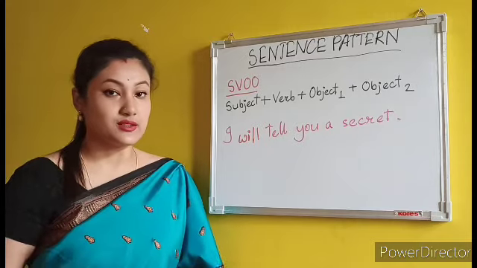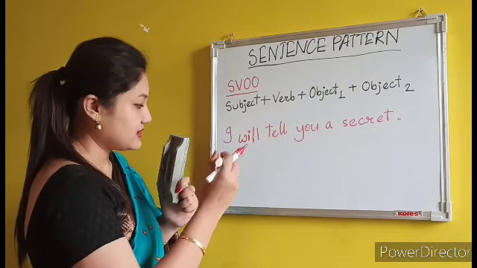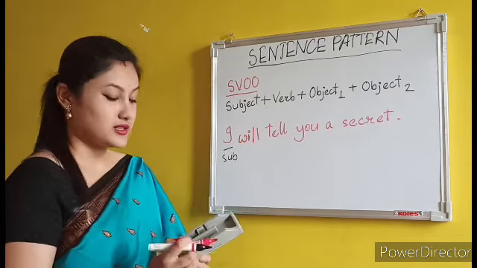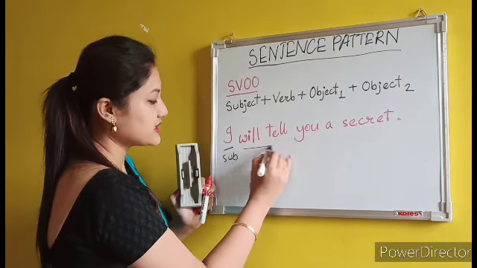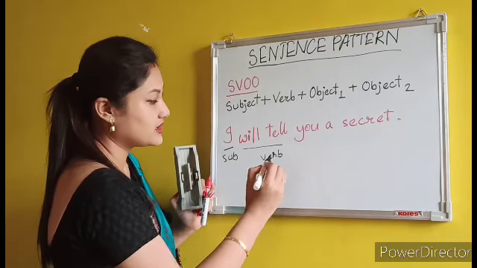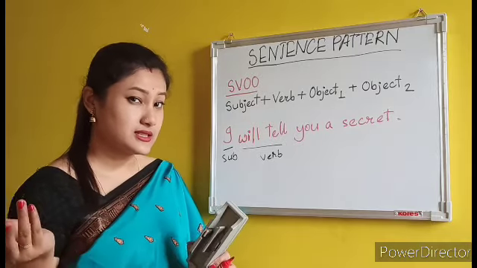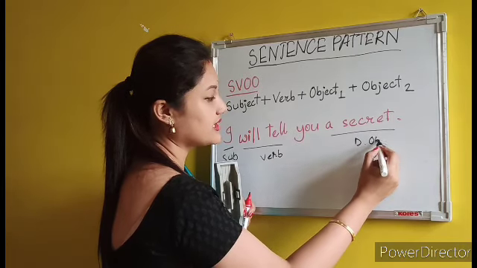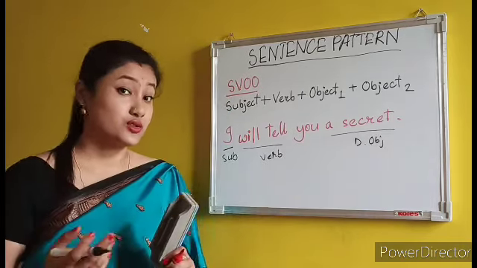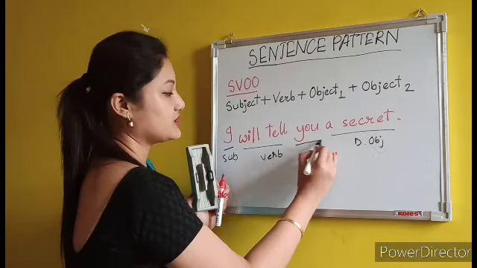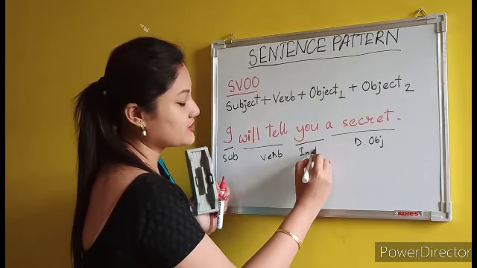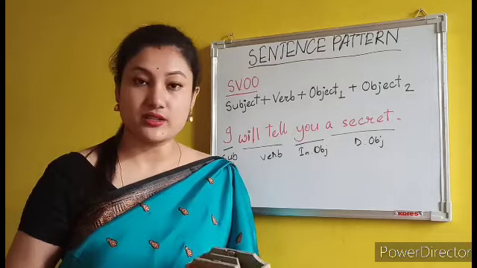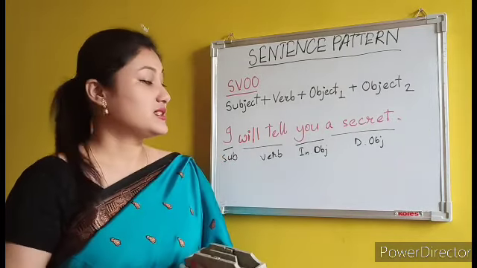So in this sentence, what is the subject? I is the subject. What is the verb? Tell. I will tell you what? A secret. This is the direct object. To whom? To you. This is the indirect object. So what is the indirect object? Who received the action. The action is what? Tell.